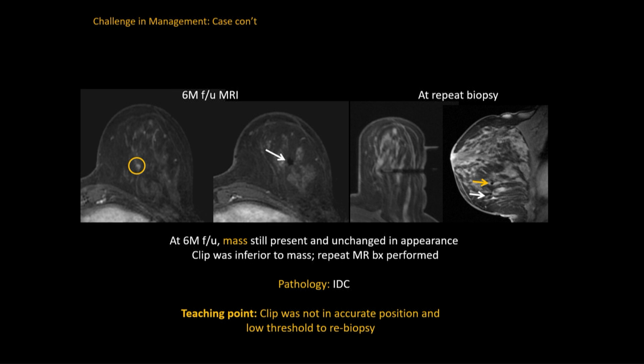So you have to remember, if something is biopsied, it should be either smaller or have a clip adjacent to it. And therefore, because the clip was inferior to the mass, a repeat MRI biopsy was performed, and the pathology here was invasive ductal carcinoma. So if the clip is not in accurate position and the finding isn't decreased on the subsequent imaging, have a low threshold to rebiopsy.